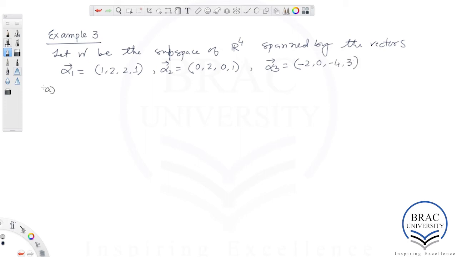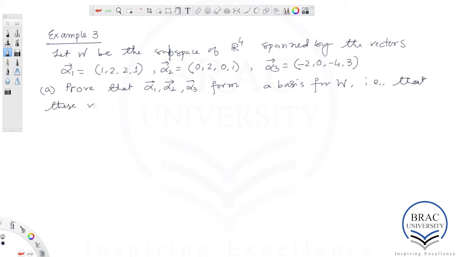First, prove that alpha 1, alpha 2, alpha 3 form a basis for W. That is, that these vectors are linearly independent. That's the first part.